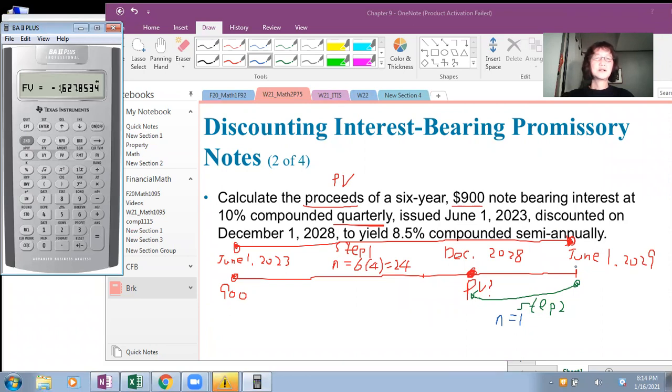Now, this number is still the future value relative to this point, so I don't need to store it. It is future value here. I need to store it because I need to reset my PY and CY here. So I'm going to store that value in this location.